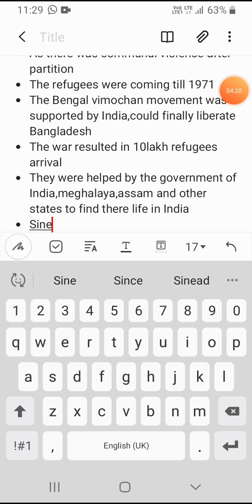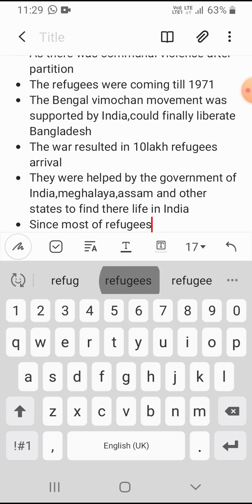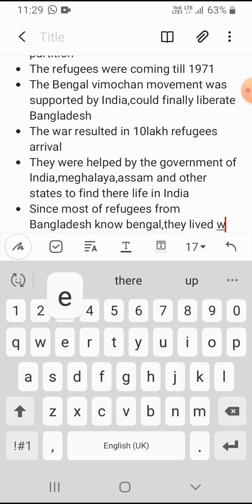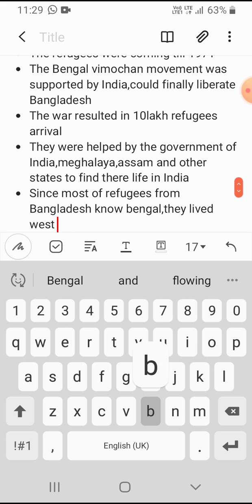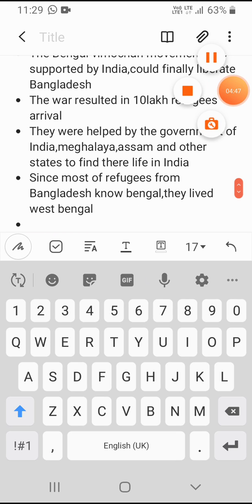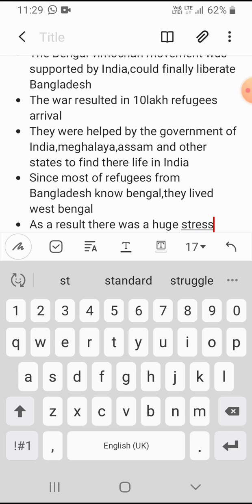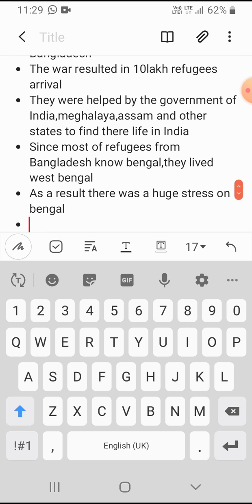Since most of the refugees from Bangladesh knew Bengali, the people who came to India from Bangladesh lived in West Bengal, as they knew the Bengali language. As a result, there was a huge stress on Bengal because of this.